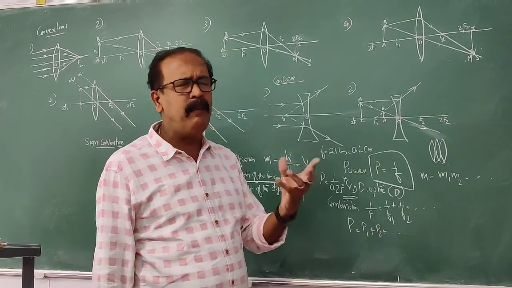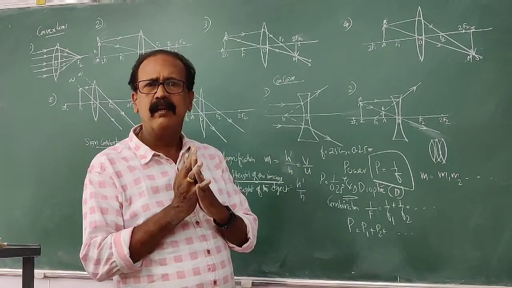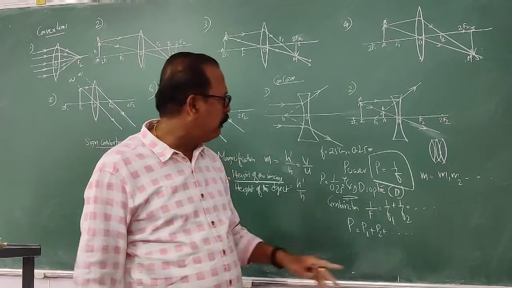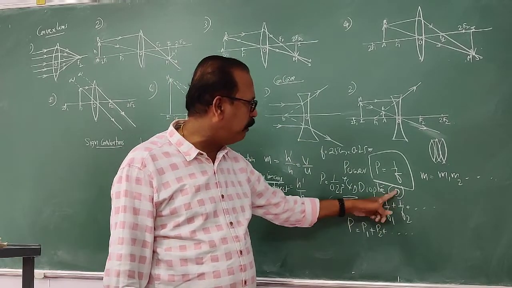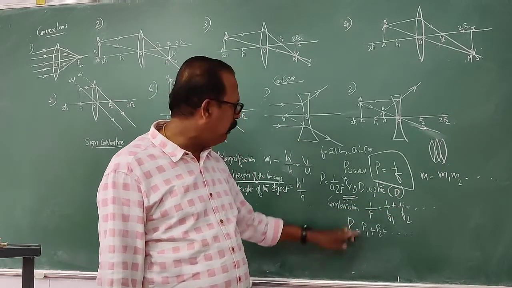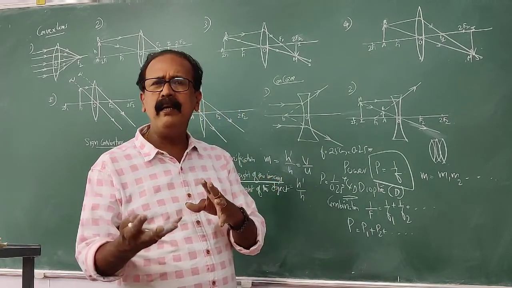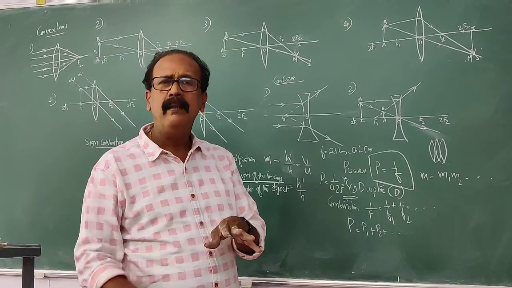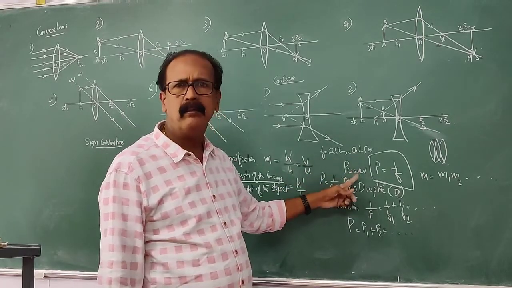If lenses of 10 cm focal length and 20 cm focal length are combined, both convex, the focal length of the combination will be 1 by capital F equal to 1 by 10 plus 1 by 20, and you calculate what is capital F. You get the answer in centimeter. Convert that focal length into meter, then find 1 by F. You get the power in diopter.